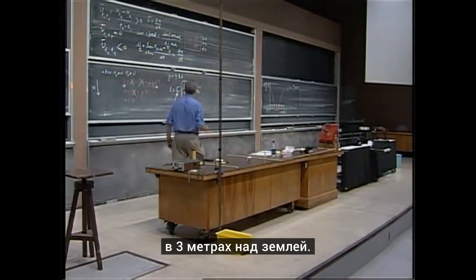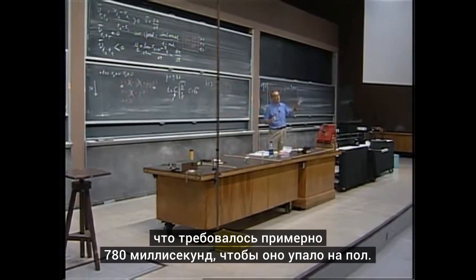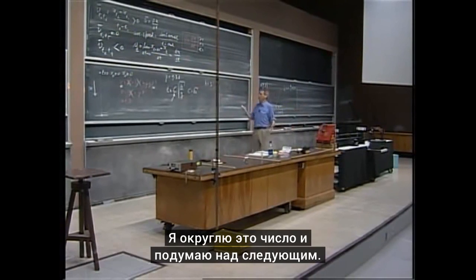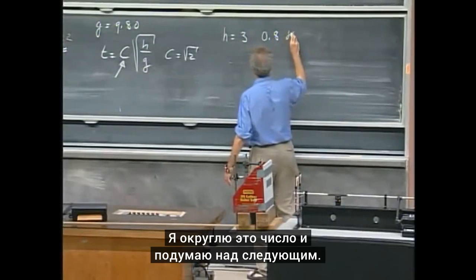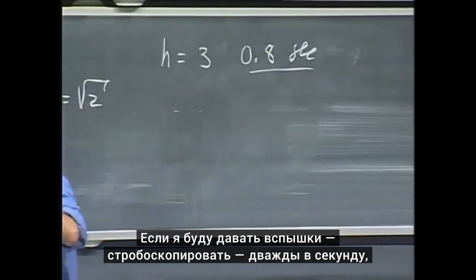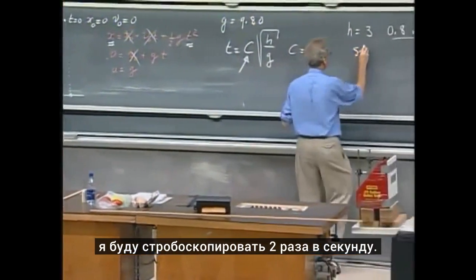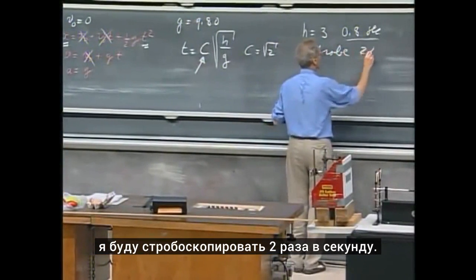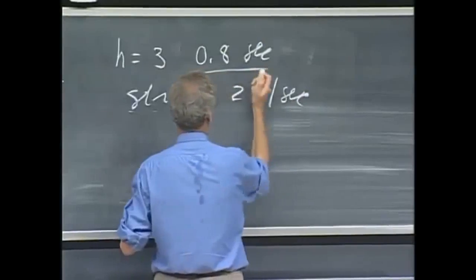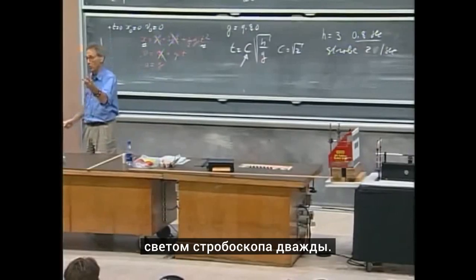3 meters. So the height is approximately 3 meters. We know from last time that it took about 780 milliseconds to hit the floor. I will just round it off to about 0.8 of a second, just to get an idea. If I strobe it twice per second, we call that 2 hertz, so my strobe is 2 times per second, then I should hit that ball when it's falling twice with my strobe light.